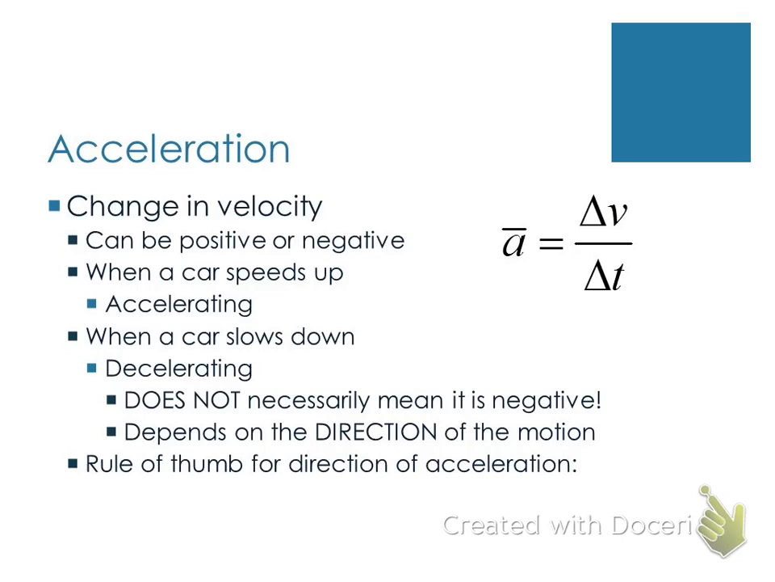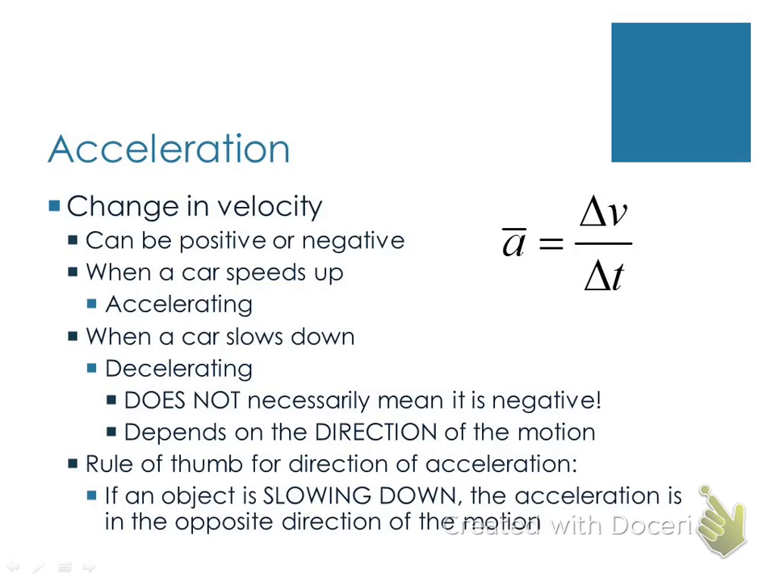Okay. So I'm going to give you kind of a rule of thumb here for acceleration. It might seem a little bit complex, but as we work through it, hopefully it will make a little bit more sense to you. If an object is slowing down, the acceleration is in the opposite direction of the motion. Here you could also put the sign of acceleration, so it's positive or negative. The sign of the acceleration is going to be opposite the direction of the motion, or opposite the sign of the motion. I'm going to give you a couple examples here that let the math show us how this works.